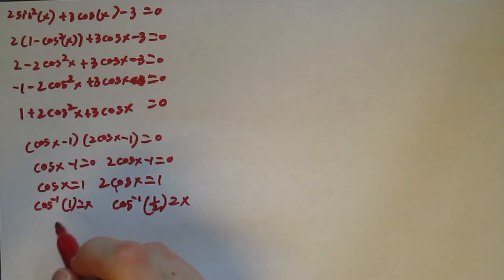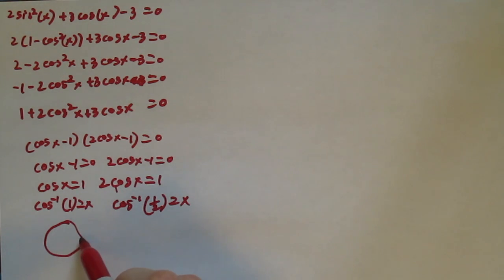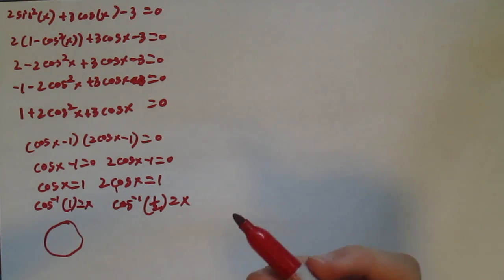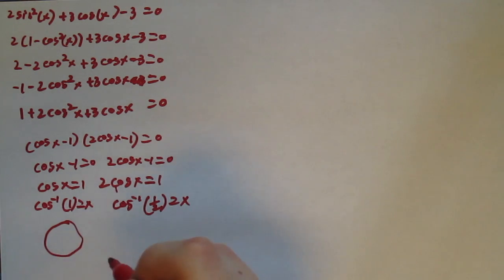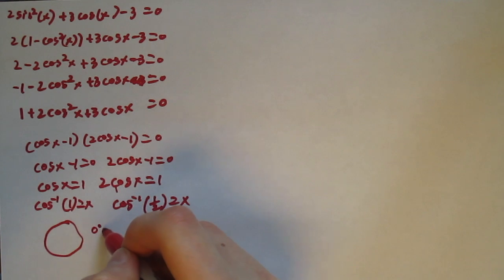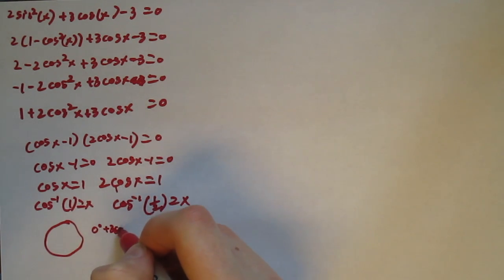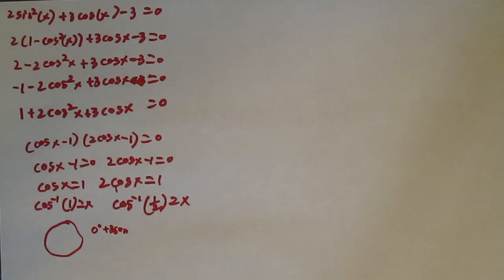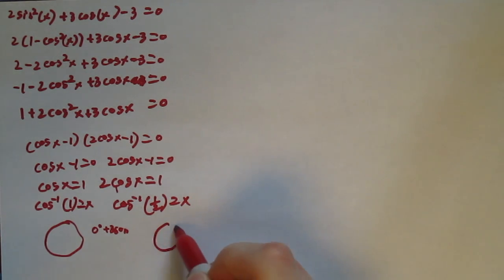So the easiest way to solve this is not to use your calculator, it's just to draw this out in the unit circle. So cosine is the x, so when the x value on the unit circle is equal to 1, that's at 0 degrees, so it's at 0 degrees plus 360n, and it's plus 360n because this is a lowercase cosine, not an uppercase cosine. And so cosine is 1/2.